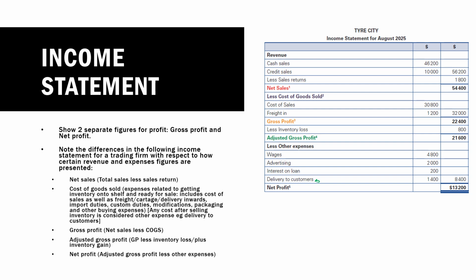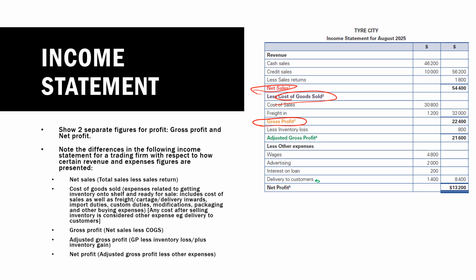Then you have the gross profit. So far we've looked at this net sales figure, cost of goods sold figure. We've got the gross profit now. That gross profit is net sales less cost of goods sold. Okay. Looking at it from here, same thing, net sales less cost of goods sold.